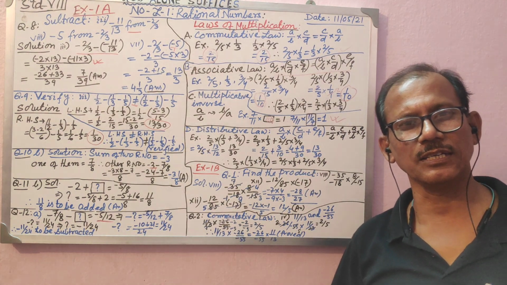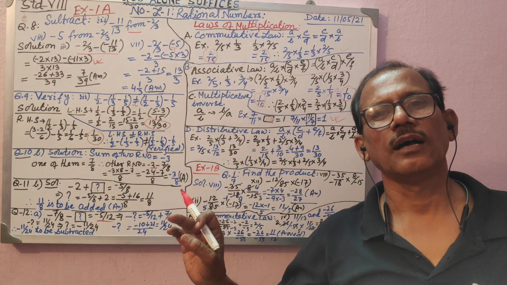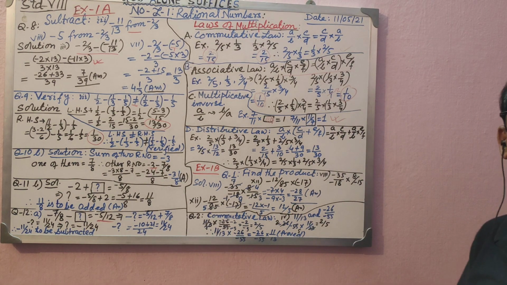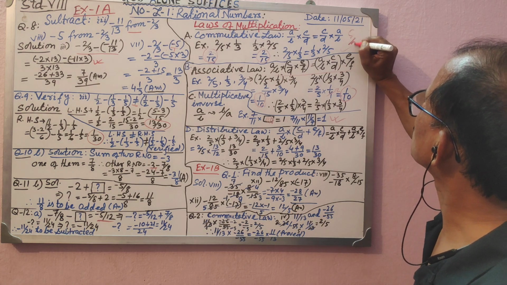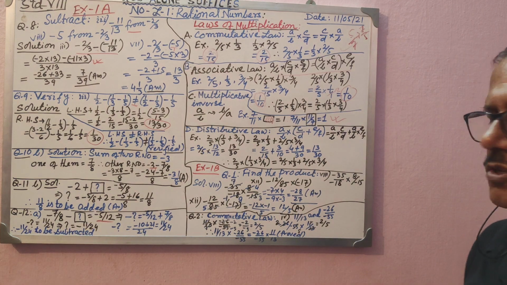Multiplicative inverse for minus 2 by 5 will always be minus 5 by 2. Could you understand? Same thing reciprocally. Reciprocal, you understand, if something is 5 by 7, the reciprocal is what? 7 by 5, isn't it? So you all know it.